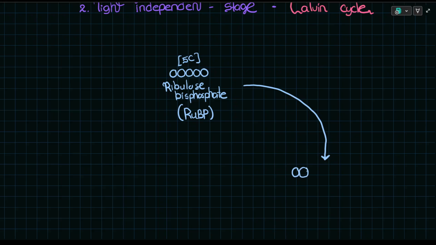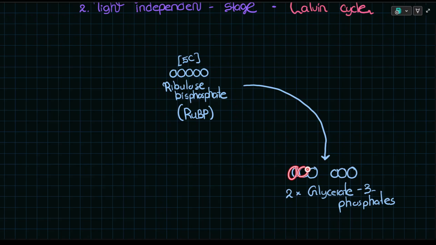Now, pay attention to the carbon number, okay? 1, 2, 3, 1, 2, 3. So now here we have two glycerate 3-phosphates. If we pay attention to the carbon number, we can see it's 1, 2, 3, 1, 2, 3, a total of 6 carbons.